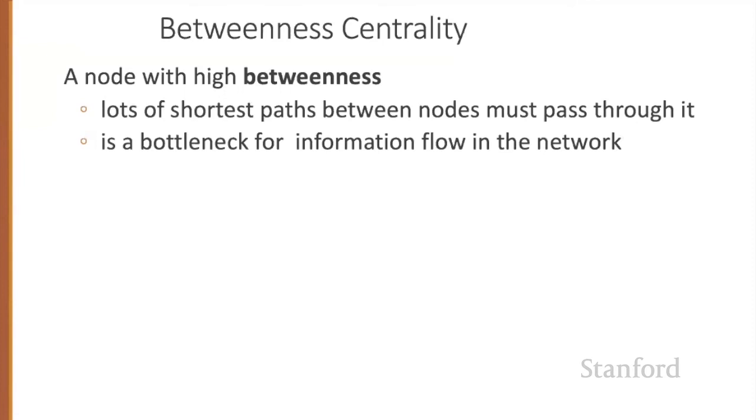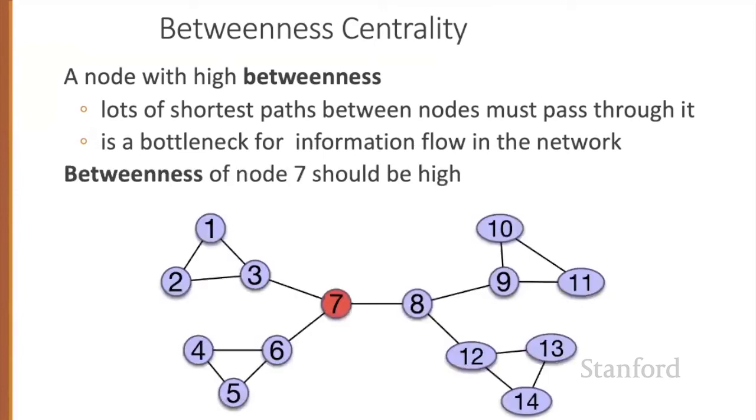Another kind of centrality is betweenness centrality. A node has high betweenness if lots of the shortest paths between pairs of nodes must pass through it. So for example, in this graph, the betweenness of node 7 is high because many of the shortest paths between pairs of nodes, like node 2 and node 11, or node 4 and node 8, must pass through node 7.